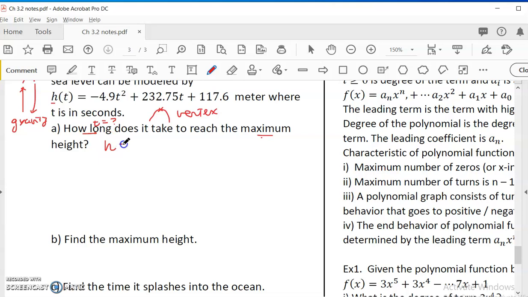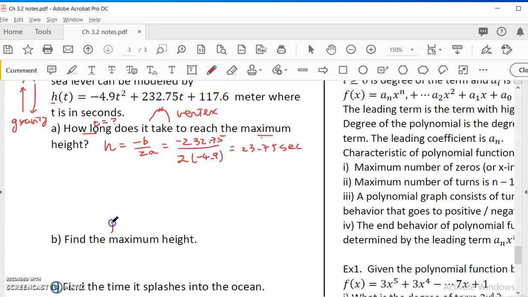And how do I find h? H is negative b over 2a. Whenever you're doing maximum, it is negative b over 2a: negative 232.75 over negative 2 times negative 4.9. So it is equal to 23.75. And this is seconds. So after 23.75 seconds, it's going to reach the maximum height.